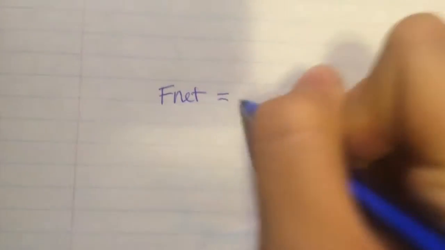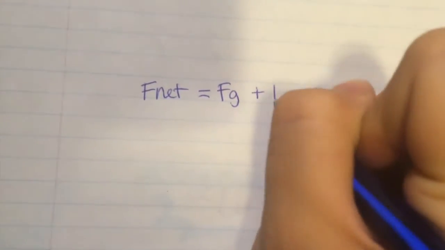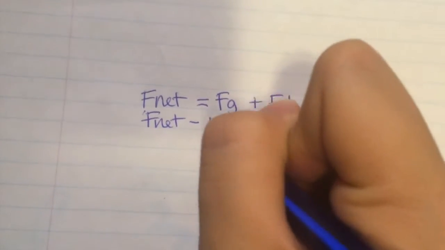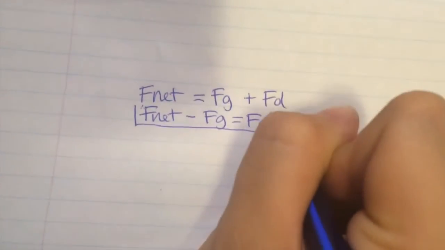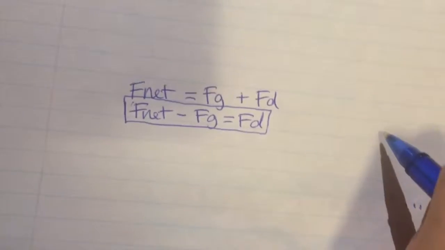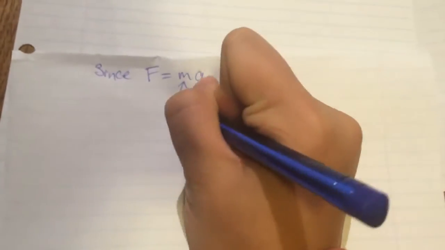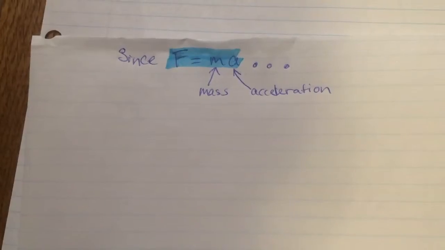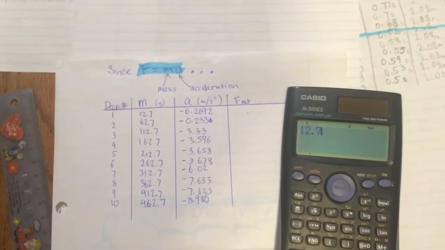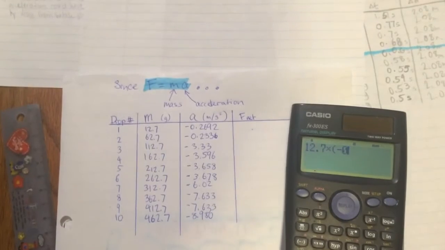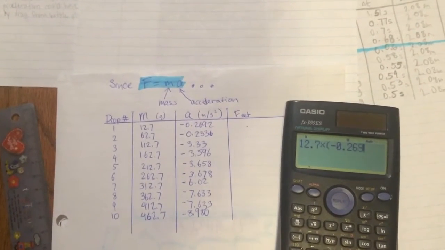In order to find the drag force, we would need to use this equation. If F net is equal to force of gravity plus the drag force, then the drag force would be equal to F net minus force of gravity. Using this chart, I can then find the values for F net for each of the masses and then plug it in to solve for the drag force.